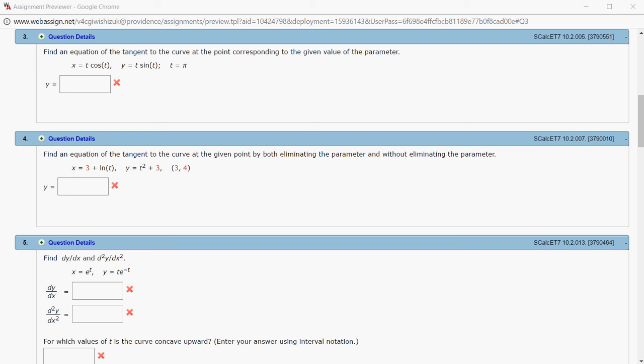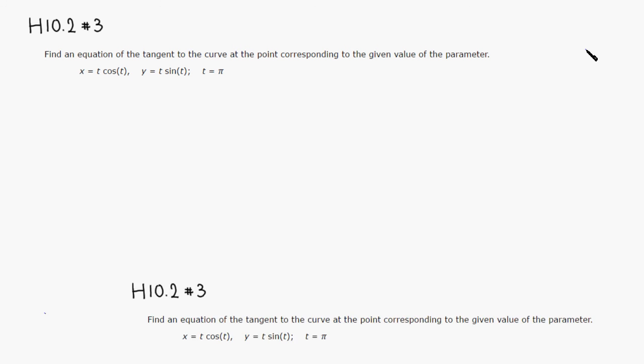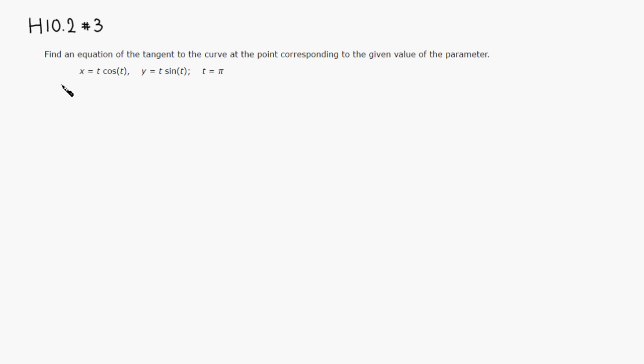All right, let's look at the homework 10.2, problem number 3. So let's do that. We want to find an equation of the tangent line to the given curve at t equals pi. Remember that we need two pieces of information, and the first one is a point.